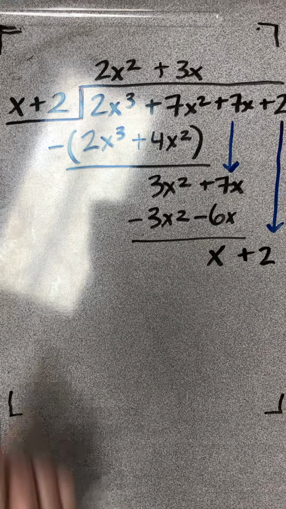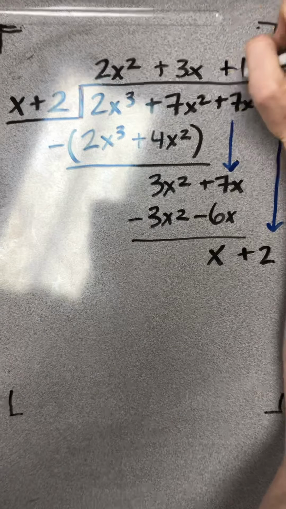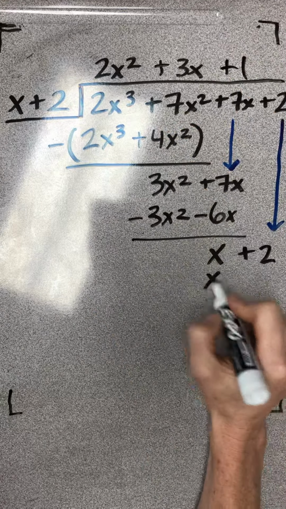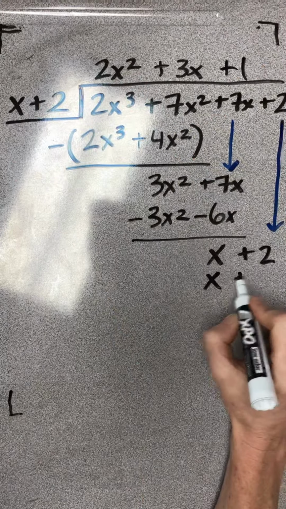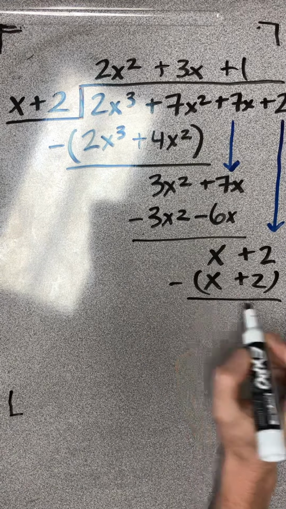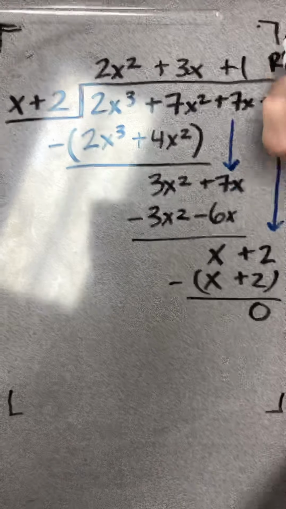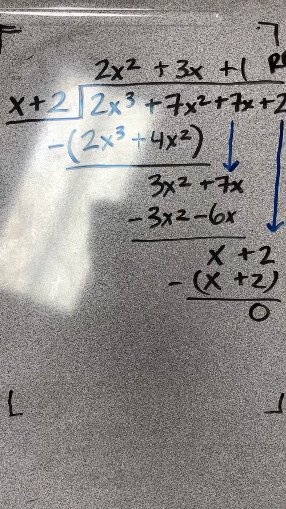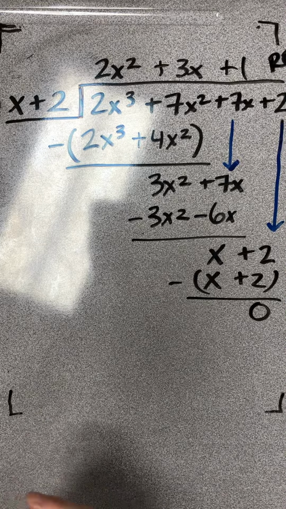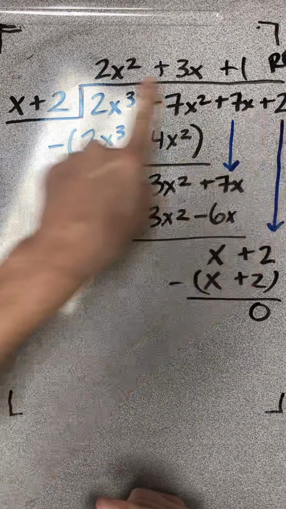So how many times does x go into x? Once. 1 times x is 1x. 1 times 2 is 2. And when I subtract that, I get x minus x is 0, 2 minus 2 is 0. So this division problem has a remainder of 0. In other words, x plus 2 divides perfectly into this big polynomial.